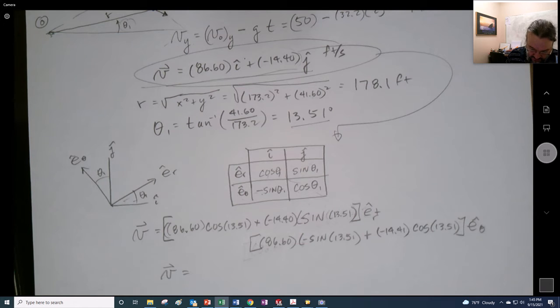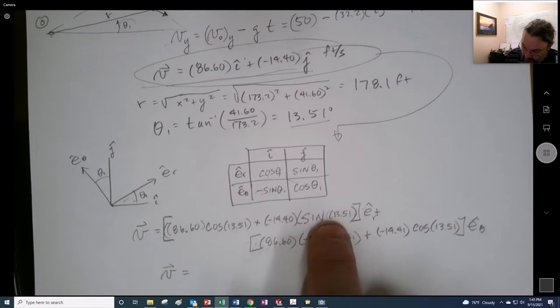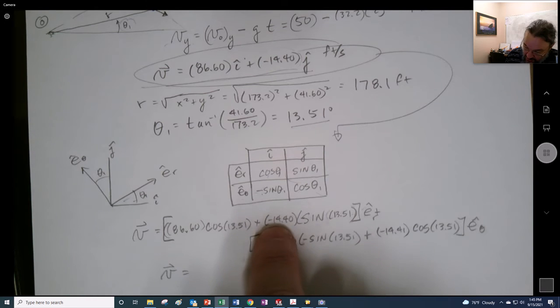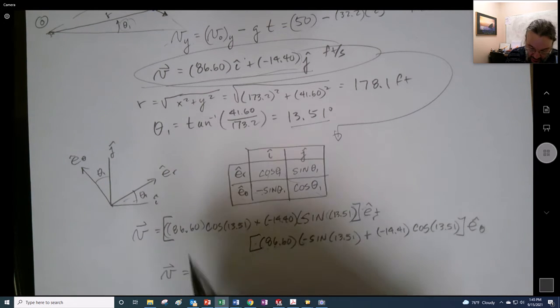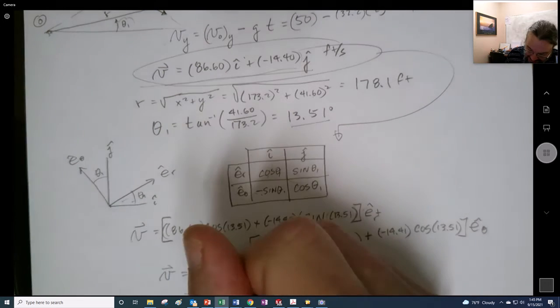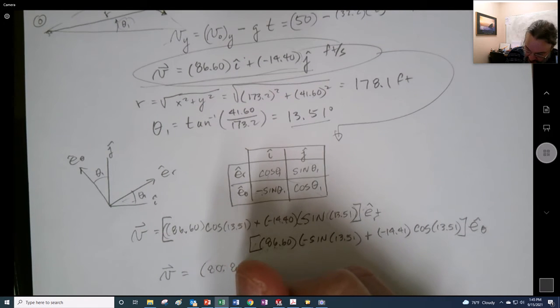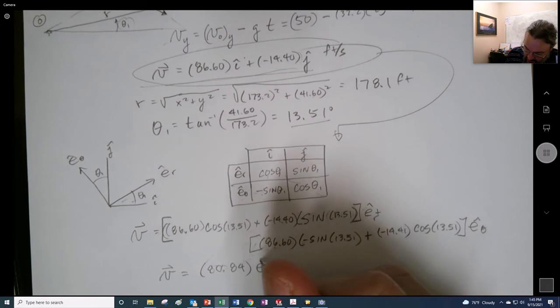86.6, 13.51 cosine times, okay, we're good there. Then I get a 14.4 and 13.51 sine times, and that's a negative right there, so I'm going to subtract that out. So I get 80.84 ER, and that's a positive value.